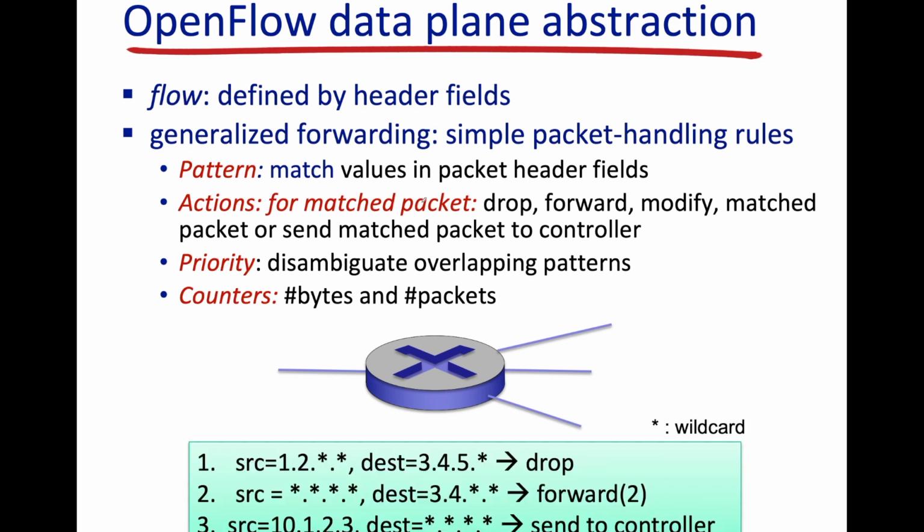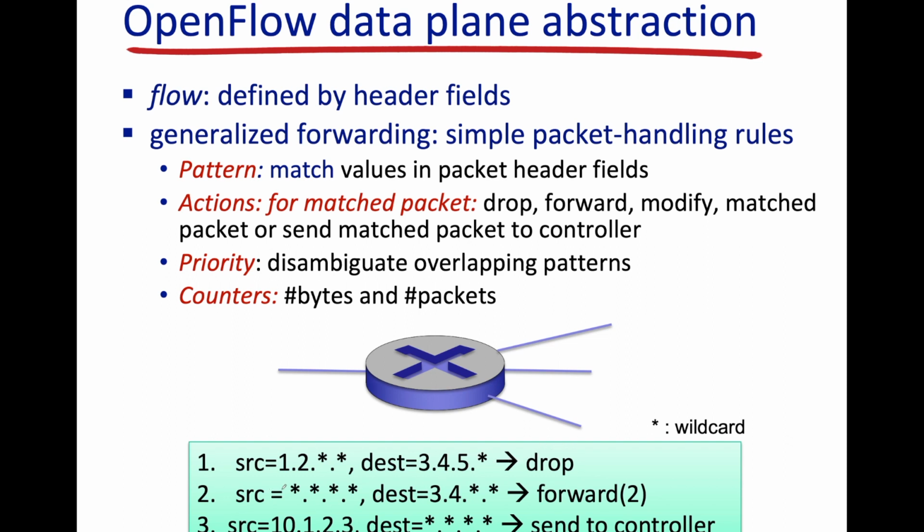So here's an example. In example one, let's say you have a source IP address. If you originate from a source IP address with subnet prefix 1.2, and the last 16 bits, the least significant 16 bits, don't matter, so anything in that particular range of addresses that's destined for a certain destination subnet, drop that packet. Don't allow it to go through.